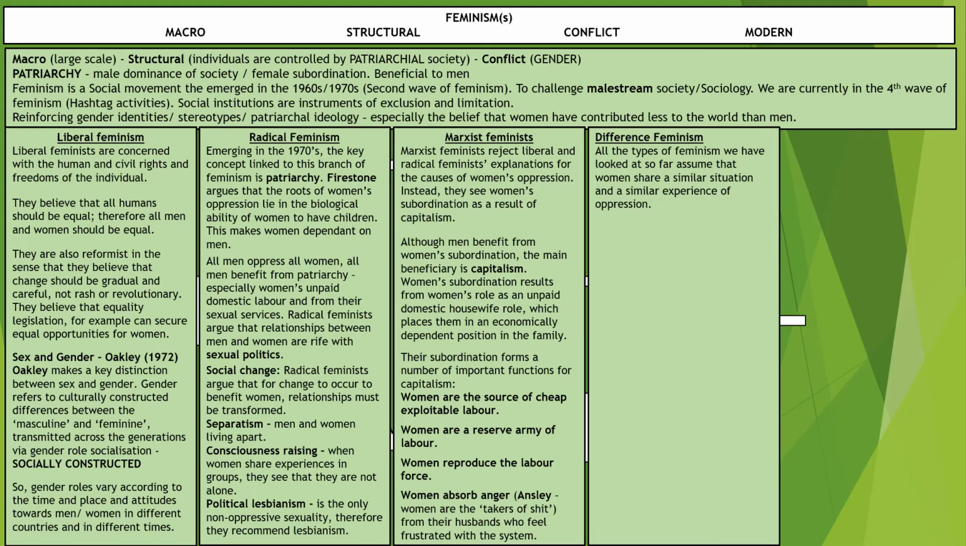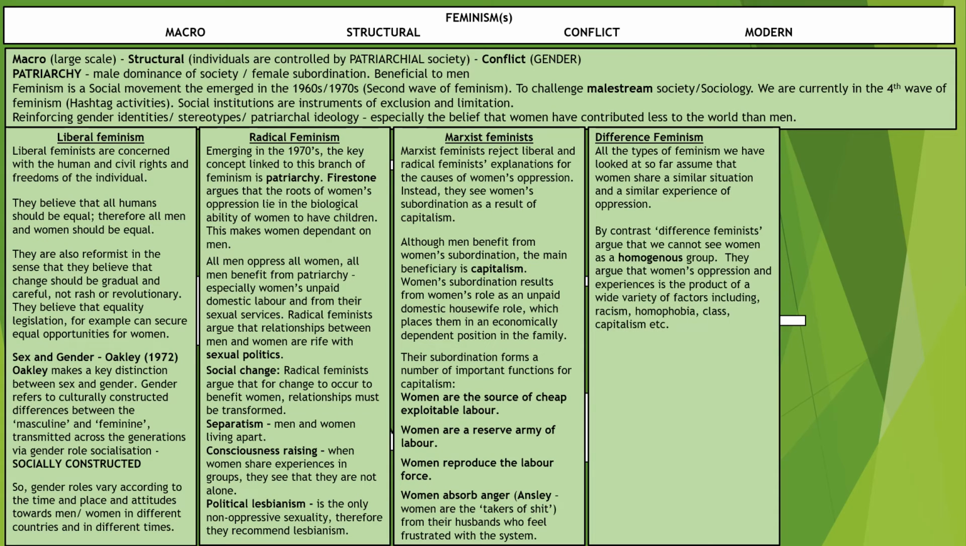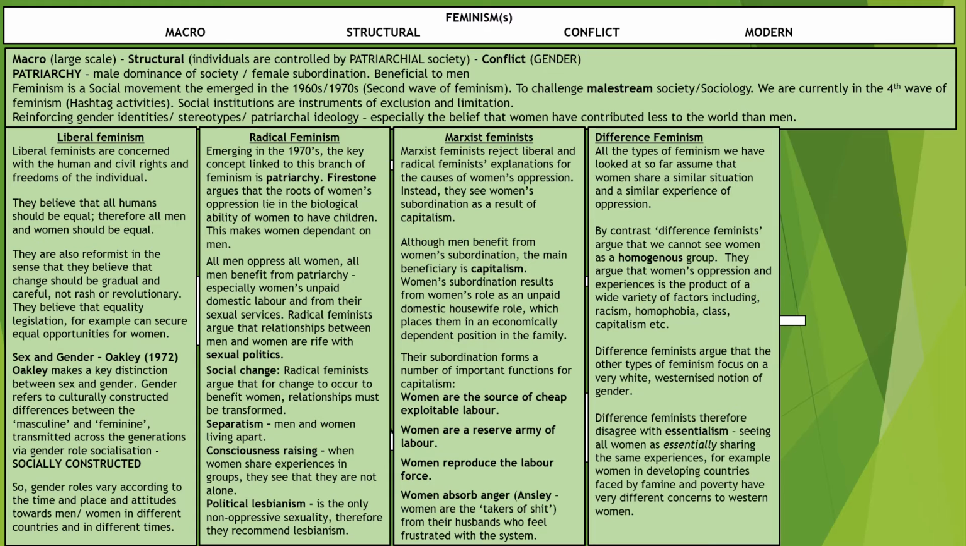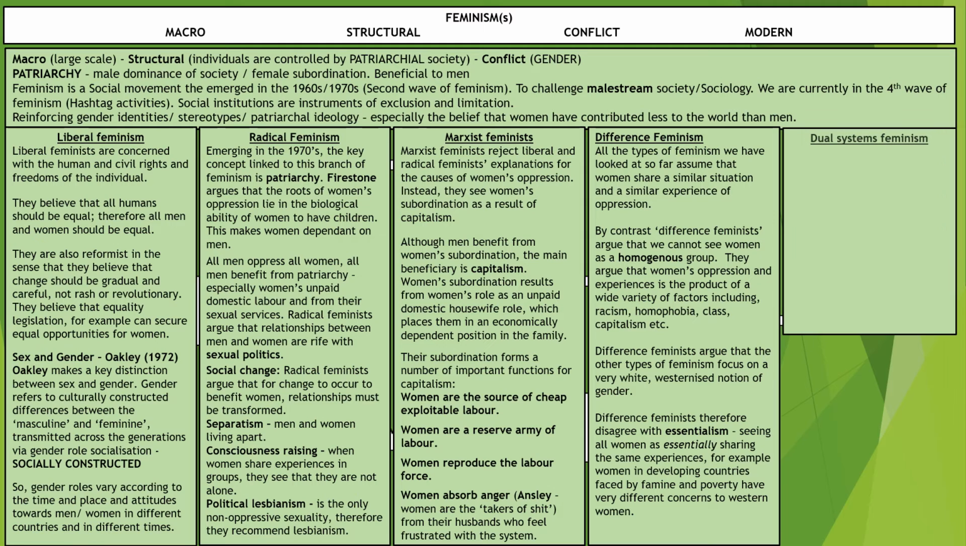Difference feminism says that all types of women have different issues, and obviously the main issue they have with other types of feminism is that they assume all women share the same experience. Difference feminism highlights women are not homogenous, they're not the same group, they all have a different issue, and that can be racism, homophobia, class, inequality, capitalism. So they kind of break women's movements down into individual groups to help individual women and individual groups of women tackle the problem they face. This obviously puts them in conflict with other types of feminism, which are trying to unite women under one cause. Difference feminism is breaking women down into smaller groups.